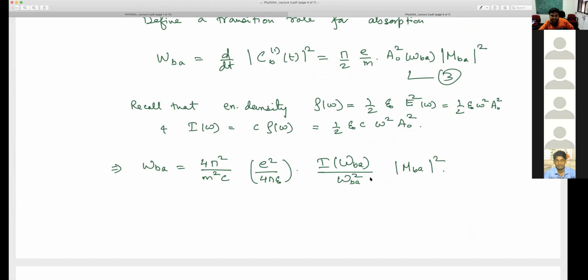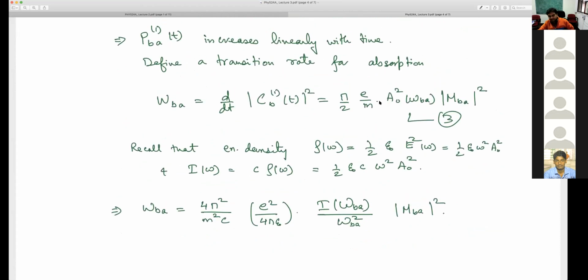Then of course, this A0 we can write in more experimentally accessible terms, which is the intensity. So intensity I can control experimentally. I know what intensity of light I will shine. So then I can write A0 in terms of intensity, and recall that the energy density was half epsilon naught electric field whole square, or in terms of A0, half epsilon naught omega square A0 square, and the light intensity is nothing but c times the energy density. So basically half epsilon naught c omega square A0 square.